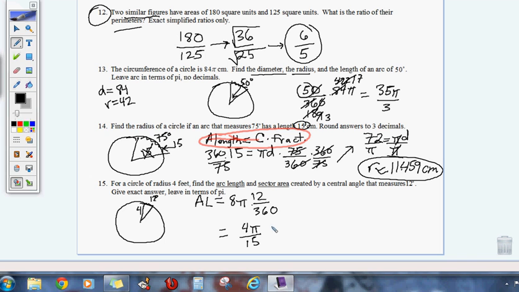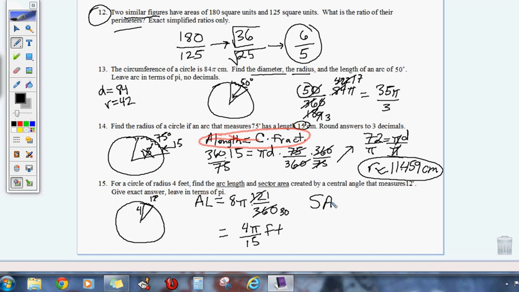All right, so you really got to know, is it setting it up or is it simplifying? Pretty straightforward here. How many times does 12 go into 360? You'll realize that it goes in 30 times. So that's 1 over 30. So 8 pi over 30 reduces to 4 pi over 15. Just use the inspire. We're giving you that tool. All right, I hope you're inspired by that.